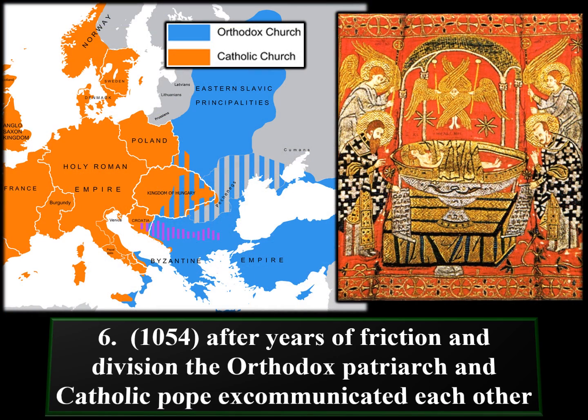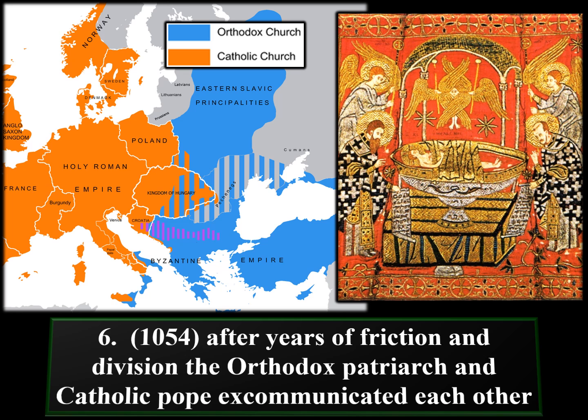In 1054, after years of friction and trying to figure out if they could come up with some kind of compromise, the division of the Orthodox Patriarch and the Catholic Pope happened. Each excommunicated the other, not recognizing their authority. As a matter of fact, each of them considered the others heretics, meaning when they excommunicated them, they basically were saying that they were no longer welcome in the Christian religion.